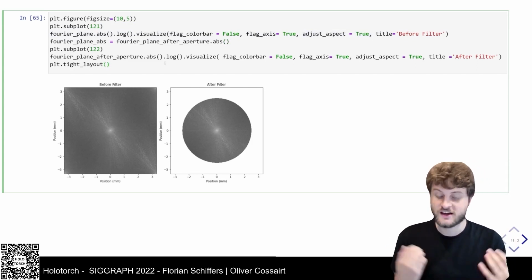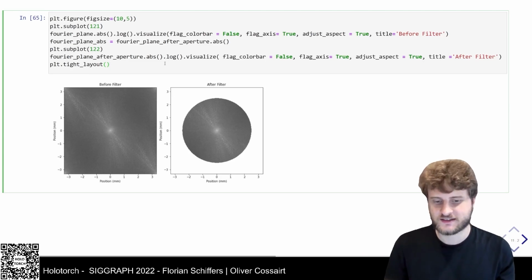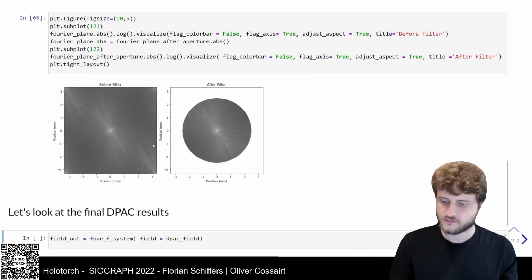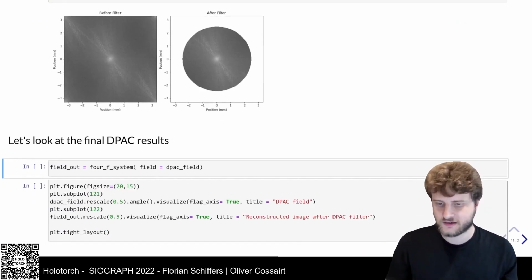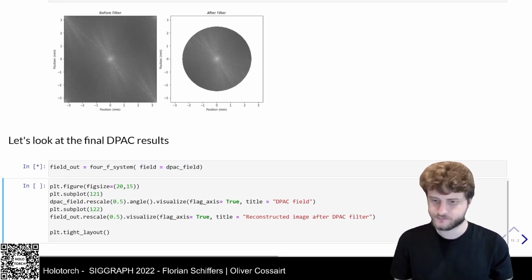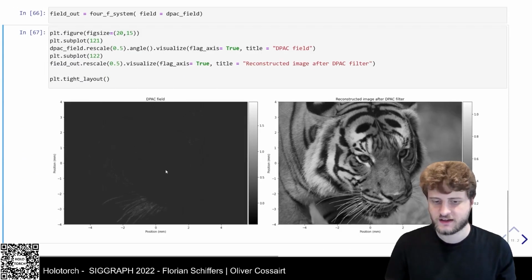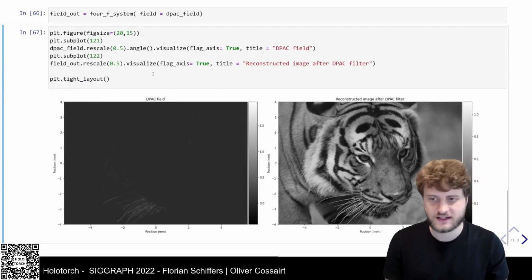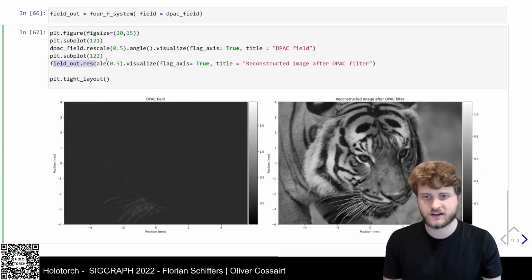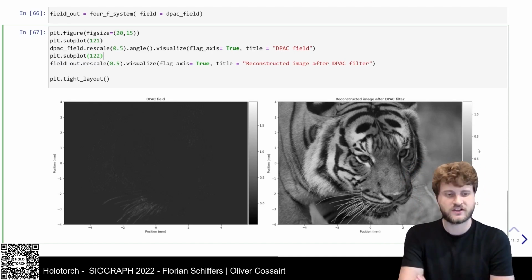So you see the disk aperture actually as disk aperture. Finally, we can look at the DPAC results. Can we put our DPAC encoded field to this 4F system? And when we visualize that, we can now see on the right the output that was created, field out. We can see that's the perfect image of our tiger.